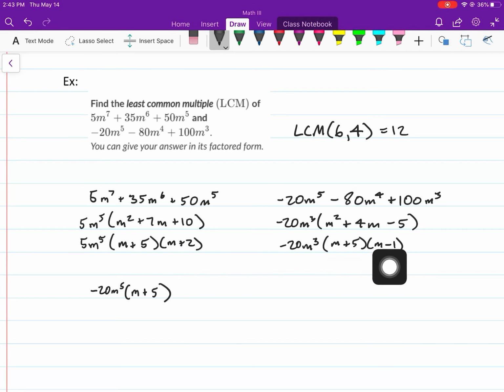Then these both have something that the other doesn't, which you'd have to include. You have the m plus 2, and this one doesn't have an m plus 2, so we've got to have an m plus 2 in there. And then the m minus 1, this one doesn't have the m minus 1, so we're going to put the m minus 1. And that right there would be your least common multiple.